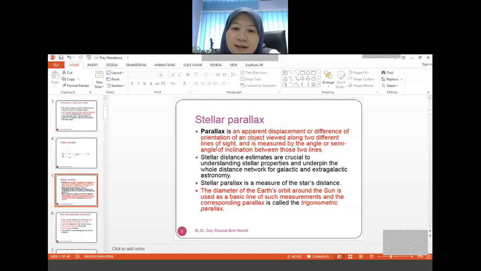But of course, it's not that easy, because we need to understand that things are moving. So we need to do the measurement a few times, a lot of times actually, to confirm that that is the distance of the star.